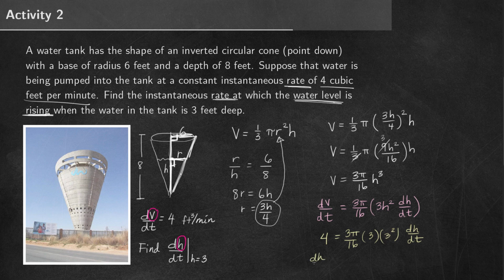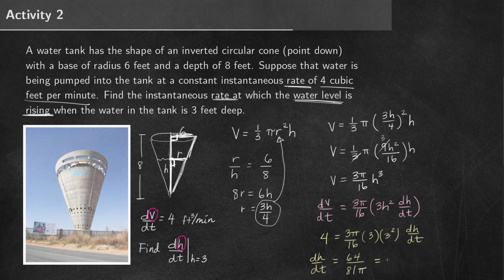And now we get dh/dt equals... so on the right, we've got 3 times 3 is 9, times 3 squared, that's another 9. 9 times 9 is 81. So 81 pi over 16. I'm going to divide both sides by 81 pi over 16. Dividing by 81 pi over 16 is the same as multiplying by 16 over 81 pi. So I have 4 times 16 over 81 pi. That's 64 over 81 pi.